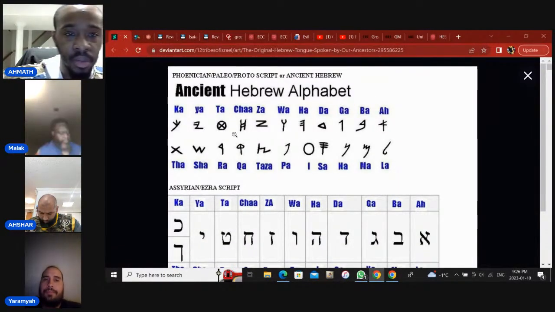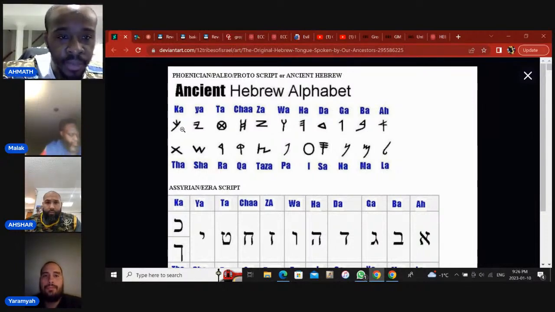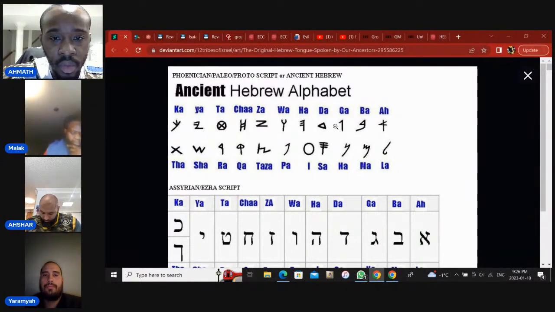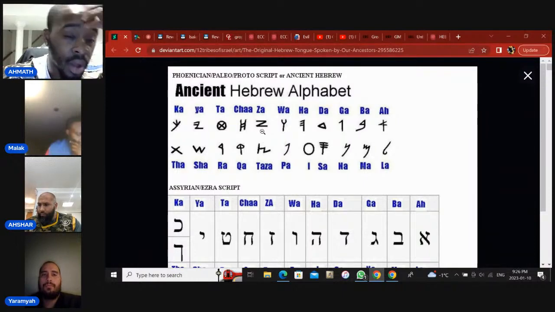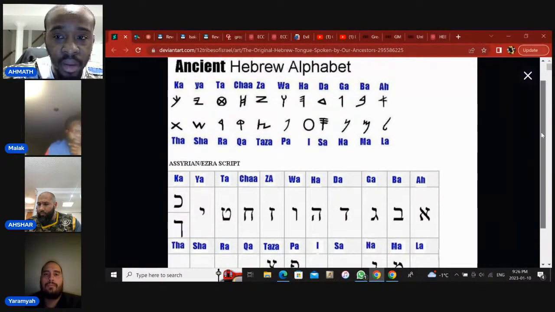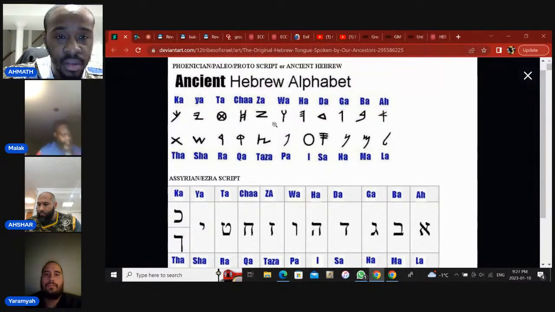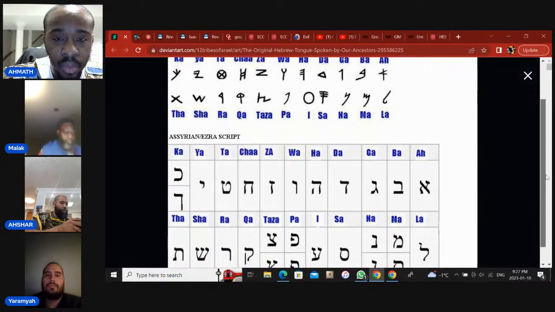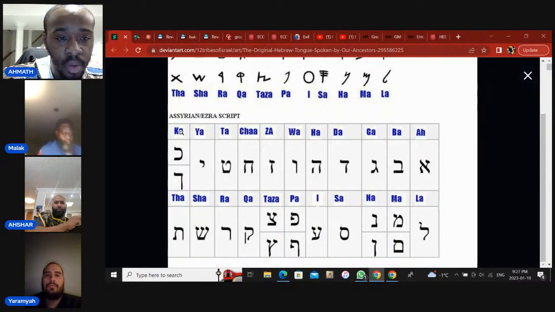Okay. So I'm going to pull up here the language, the tongue. As you see here, it says ancient Hebrew alphabet. So it's 22 characters in the Hebrew alphabet. And you see two different kinds of Hebrew alphabets here. The top one is Paleo or Phoenician Hebrew. The bottom one is what most people are more familiar with, the Assyrian Hebrew.